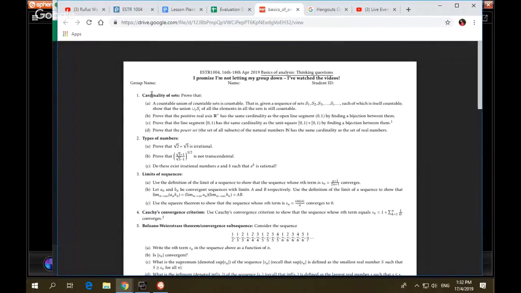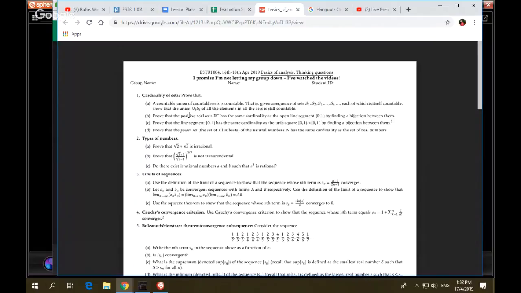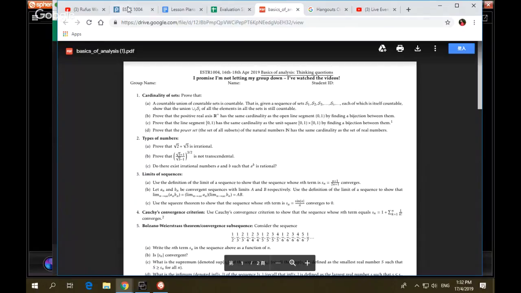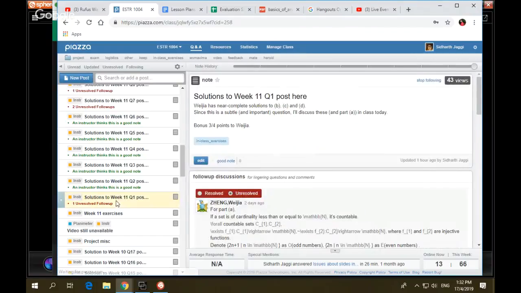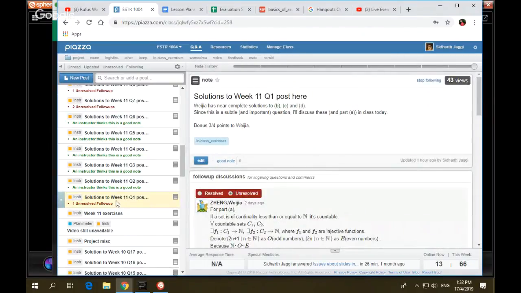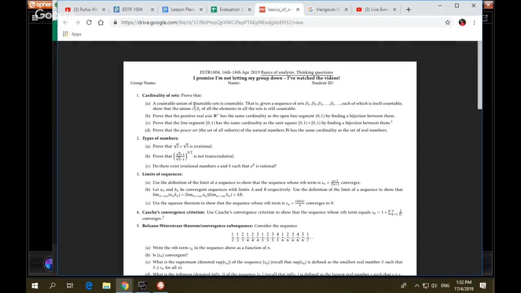So question number 1 is about the cardinality of sets. It's about infinite sets, right? And the first part, so okay, William is here. Please come. All right. So William had a partial interesting solution to the first part. So the first part basically asks us to show that a countable union of countable sets is countable.